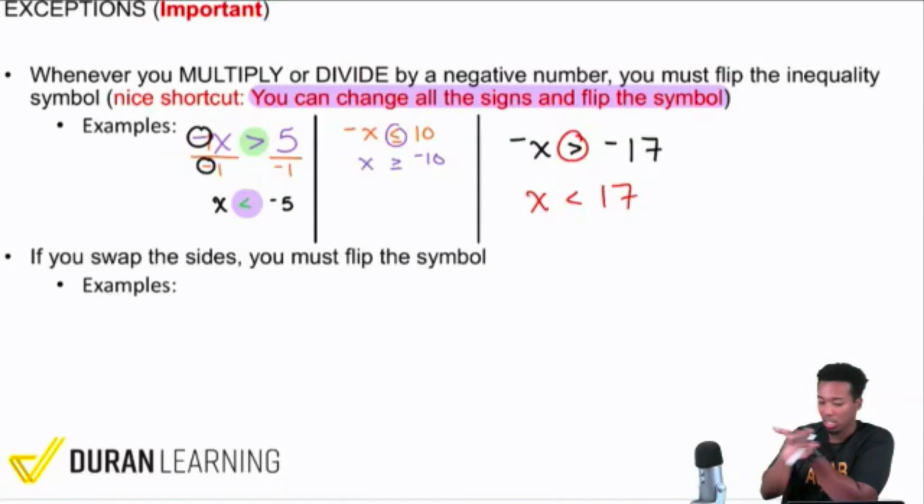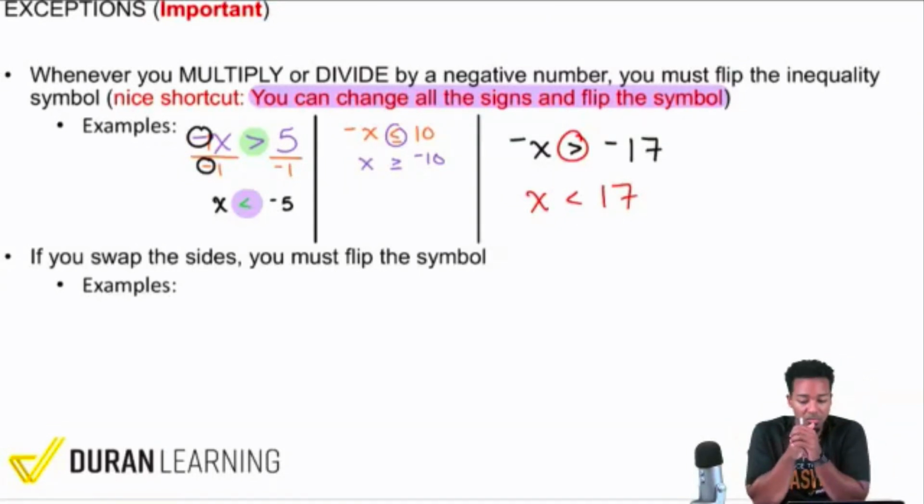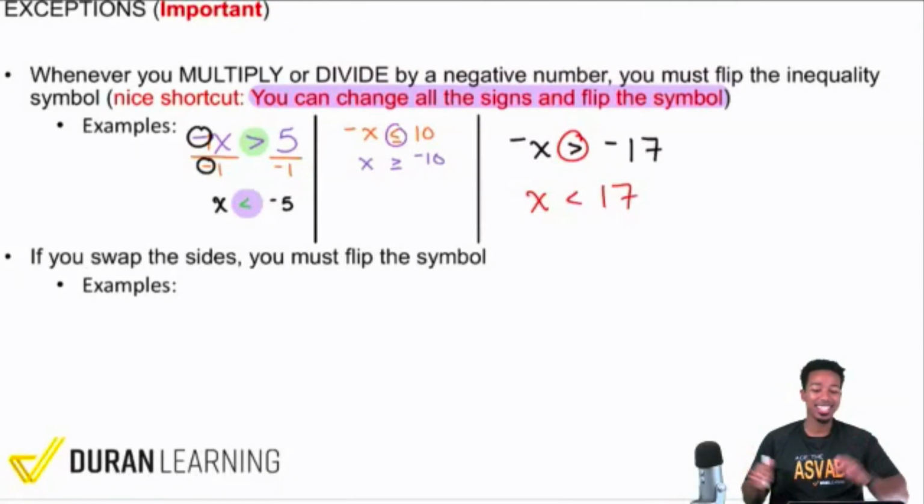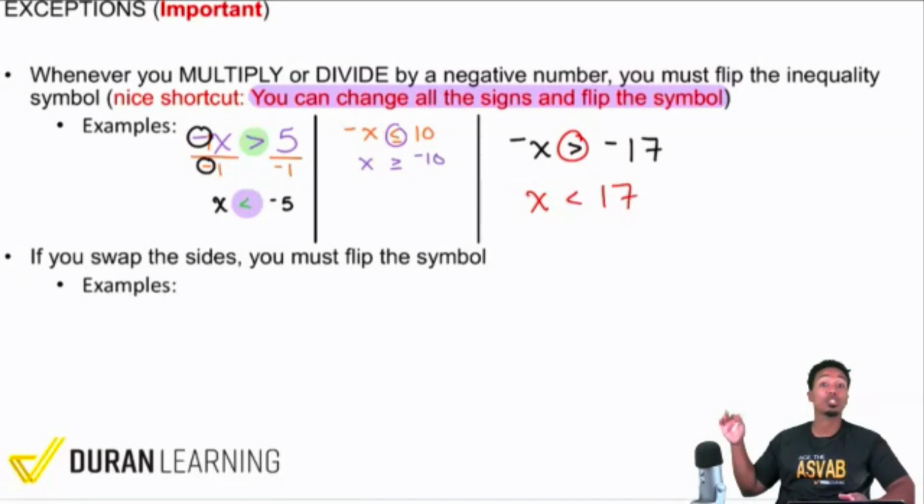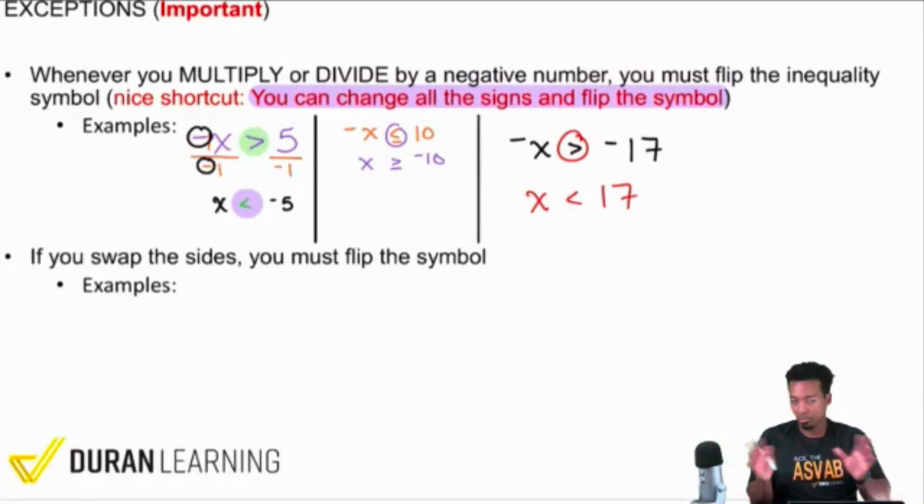Okay. So if I'm multiplying or dividing by negatives at the end, just flip the sign. Absolutely. That's it. I made it more complicated. Hey, you're good. So I gave you a little shortcut here. If you want to change all the signs, change the symbol. That's one way to think about it. But literally the rule is whenever you multiply or divide by a negative, flip the symbol. That is it.